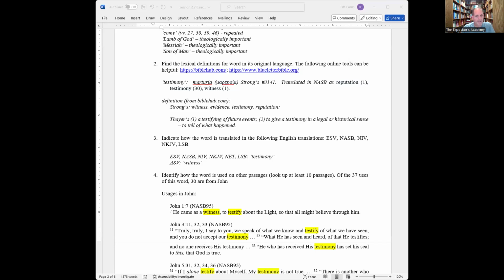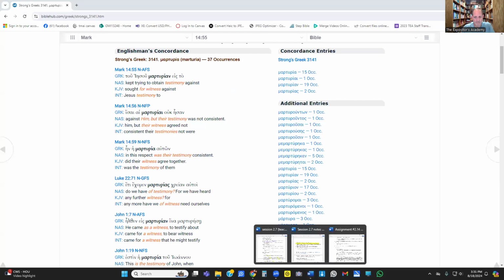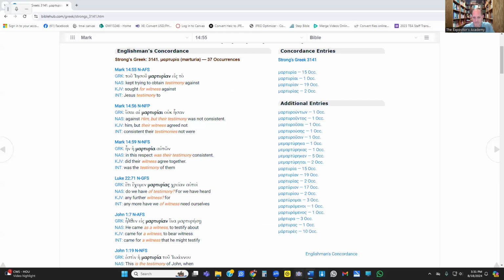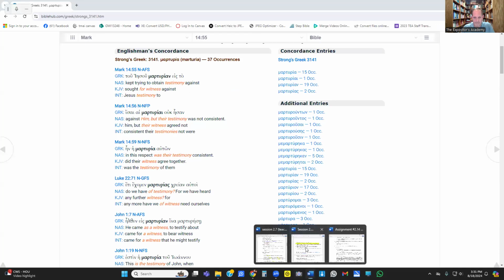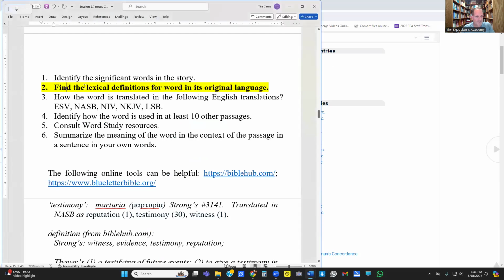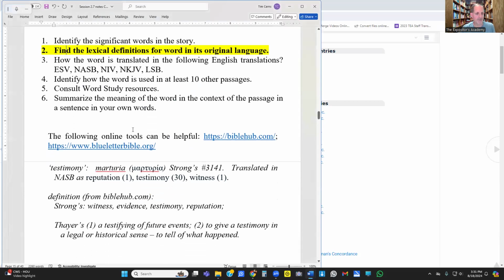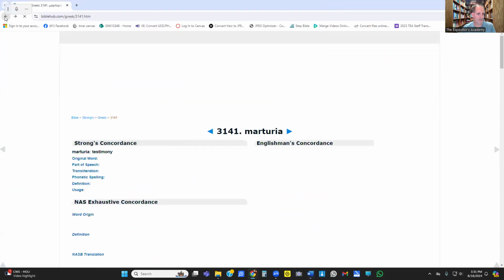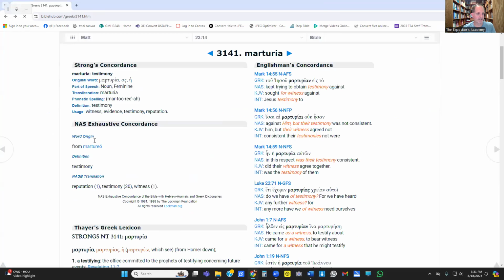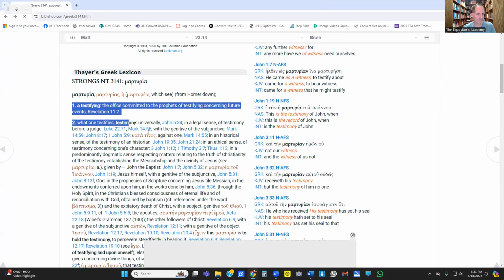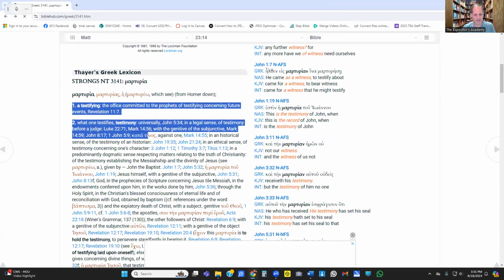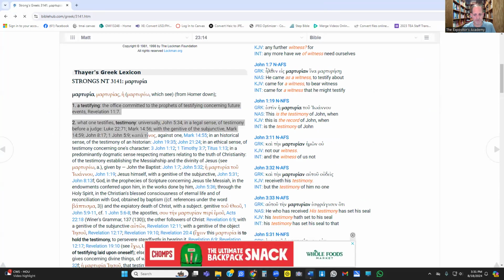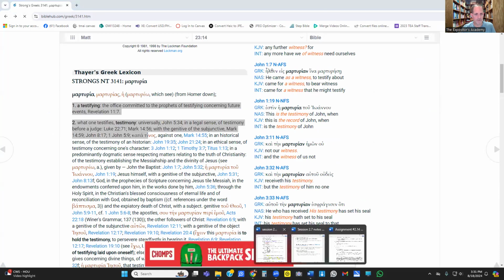Okay, so going back to our review then of this. So what we're going to do is, which step are we at here? Final lexical definitions. Okay, so going back to Bible Hub here, if we go back to our lexical definitions, we can go to, and here we have the Strong's lexicon.